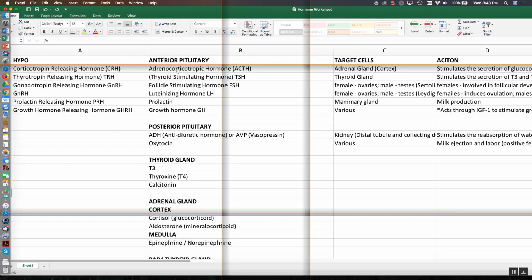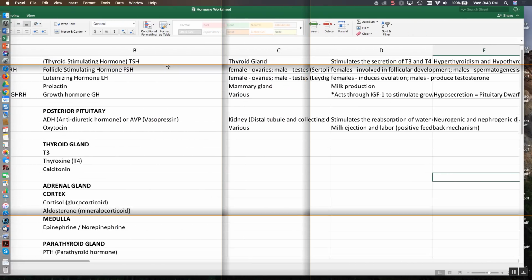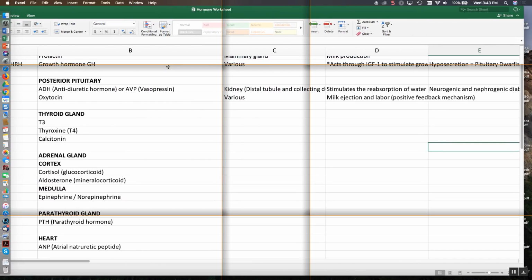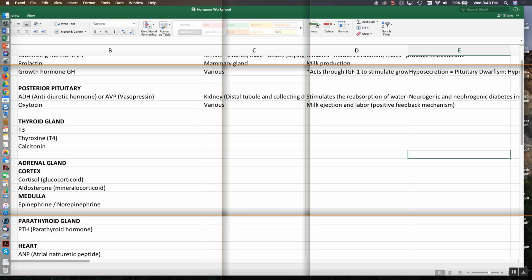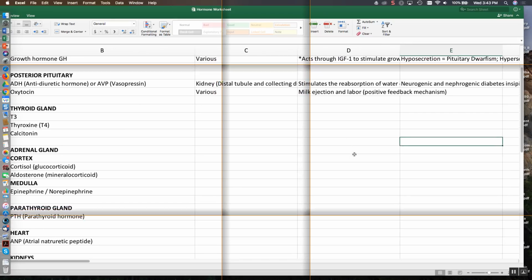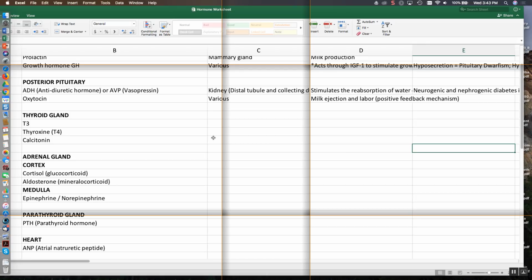All right, let's keep going, you guys. We're getting there. We didn't really talk about any diseases associated with oxytocin, so I'm not going to write those down. T3, T4, what are the target cells? Various, many. I would say many. What do they do?